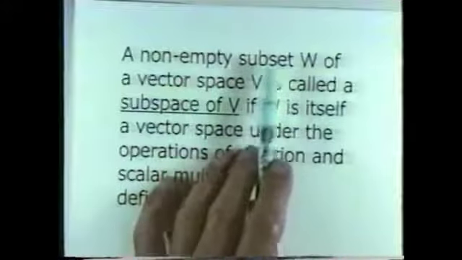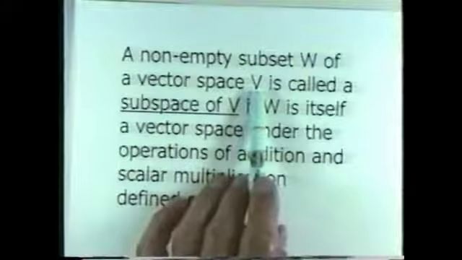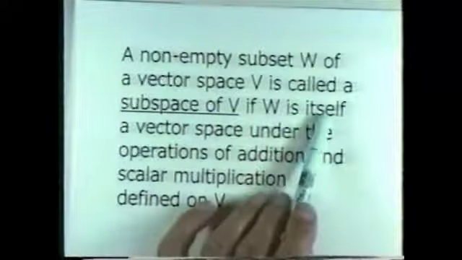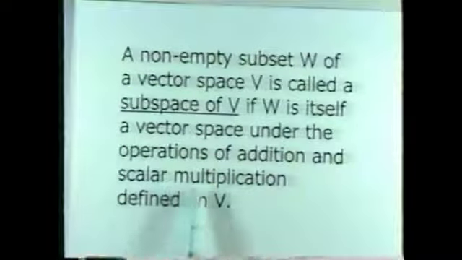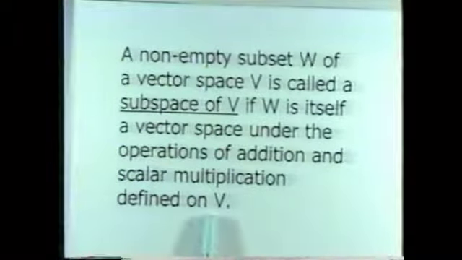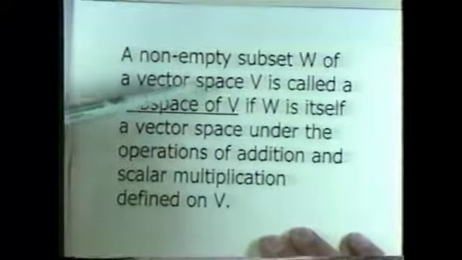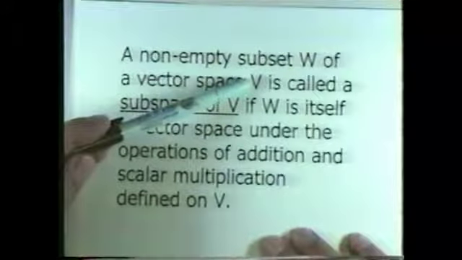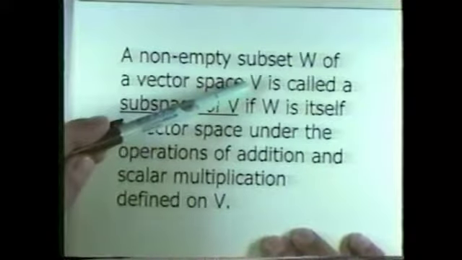A non-empty subset W of a vector space V is called a subspace of V if W is itself a vector space under the operations of addition and scalar multiplication defined on V. Let's go back and think. Now, in order to be a vector space, V has to have vector addition and scalar multiplication defined on it, and it has to satisfy the 10 properties.